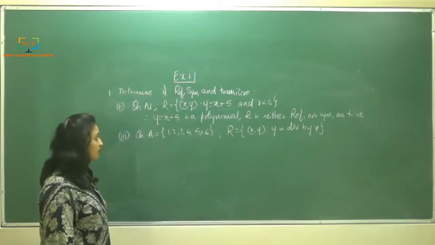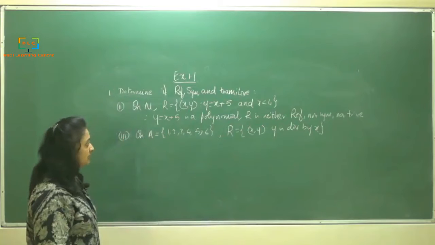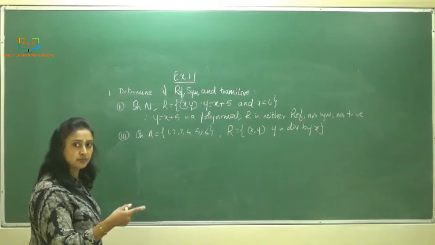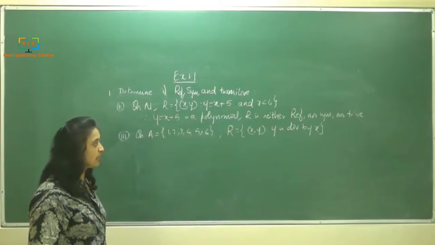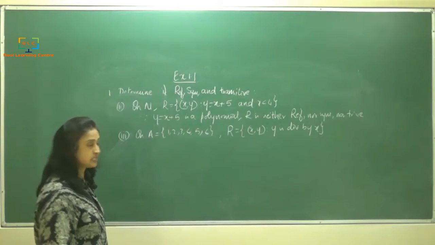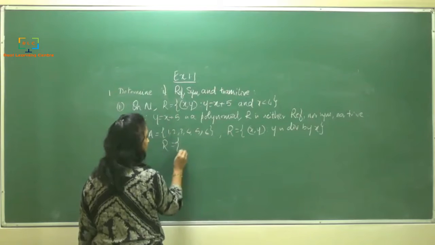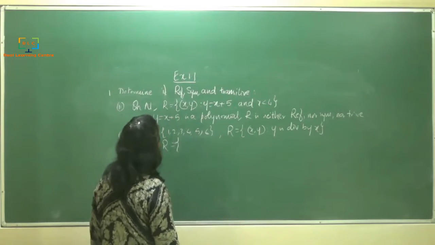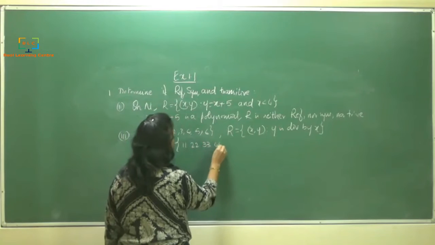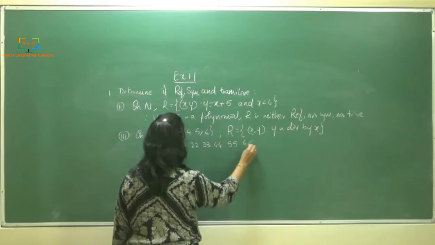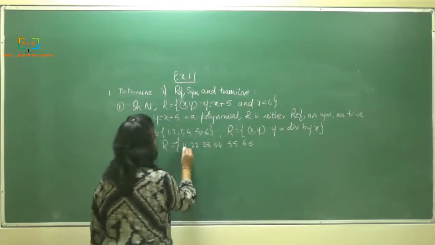So if y is divisible by x, there is another way of doing this whenever they give a set like this. I shall take all the pairs from the Cartesian product A cross A which will satisfy this condition. So let us write R is equal to, therefore R is equal to, y is divisible by x. So I can take (1,1), (2,2), (3,3), (4,4), (5,5), (6,6). It is y divisible by x that I have taken.